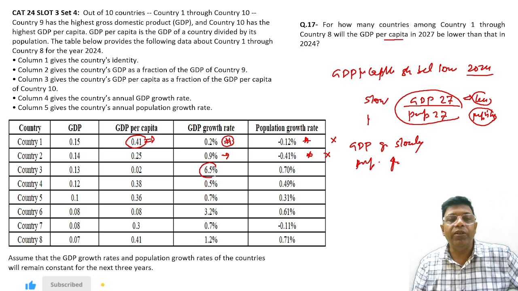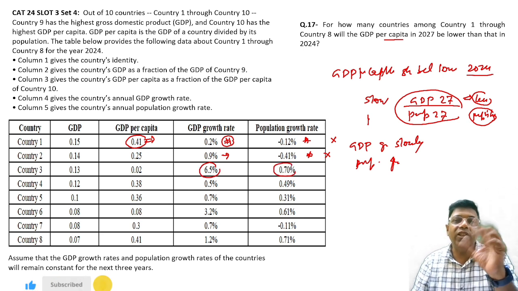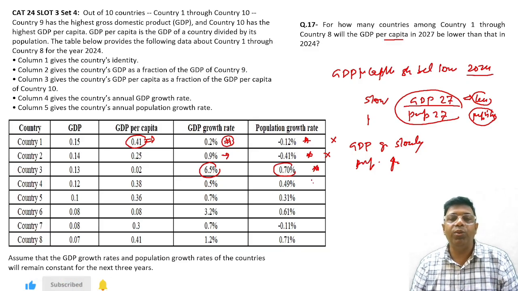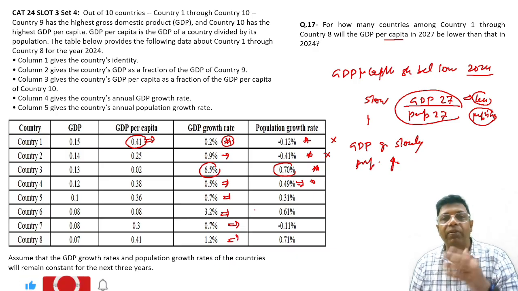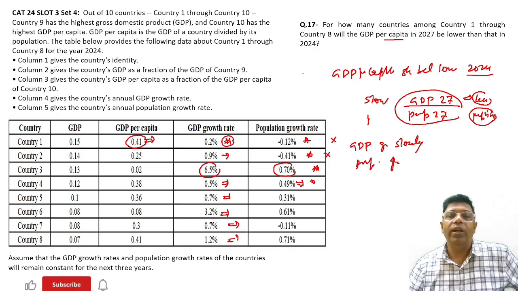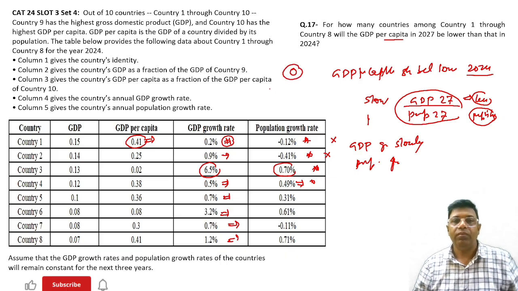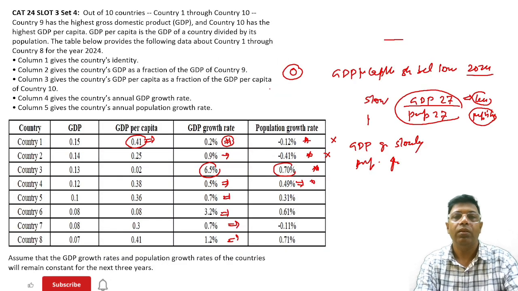Here, GDP is growing at a very rapid pace, that is 6.5%. Population is growing at a very small rate. So again, here GDP per capita will be higher. Same is true here also because GDP growth rate is faster as compared to population growth rate. Same is true over here. Same is true for country 6. Same is true for country 7. So I think for all the countries, GDP per capita will increase. So no country will have it. So the answer is going to be 0 for this particular question. So that's it.